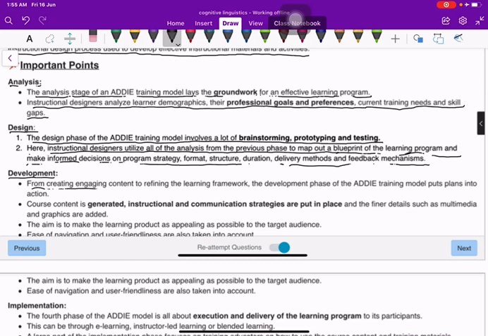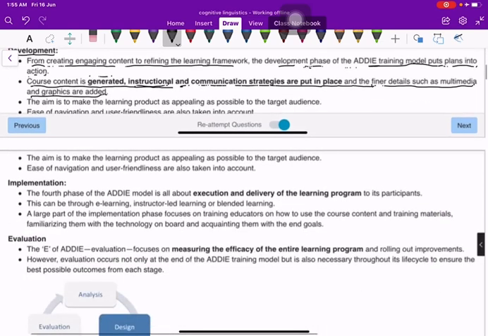Development. From creating engaging content to refining the learning framework, the development phase of ADDIE training model puts plans into action. The course content is first generated, and then instructional and communicative strategies are put in place, and the final details such as multimedia and graphics are added. The aim is to make the learning product as appealing as possible to the target audience. Ease of navigation and user friendliness are also taken into account.